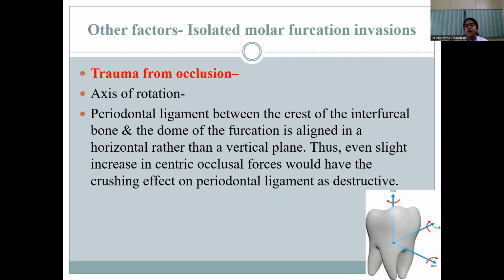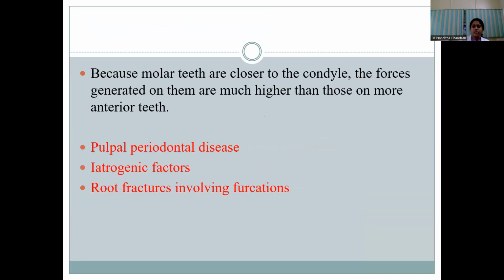Now, other reasons for furcation involvement in isolated molars. First is related to trauma from occlusion. And secondly, we have certain local or tooth-related factors like pulpal periodontal disease. We have iatrogenic factors and root fractures.